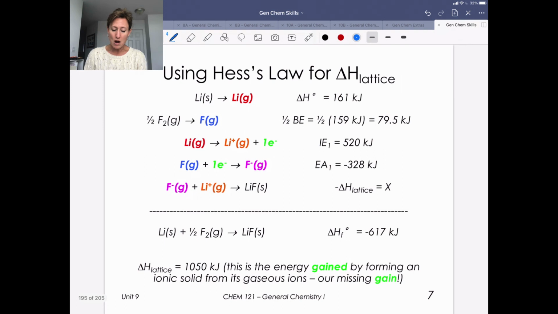But the quiz question that you're going to see is either going to be a problem like we're using Hess's law with lattice energy, or, as we'll see in our next skill, it's going to be thinking about using bond energy with covalent bonds.